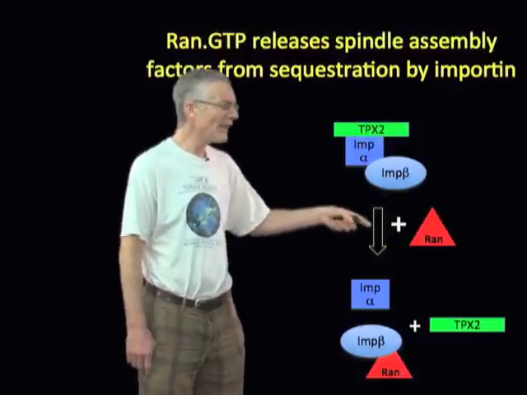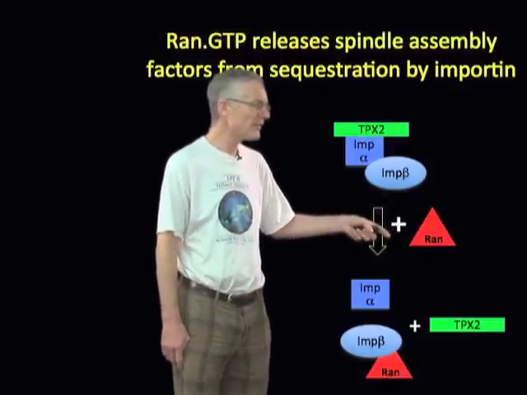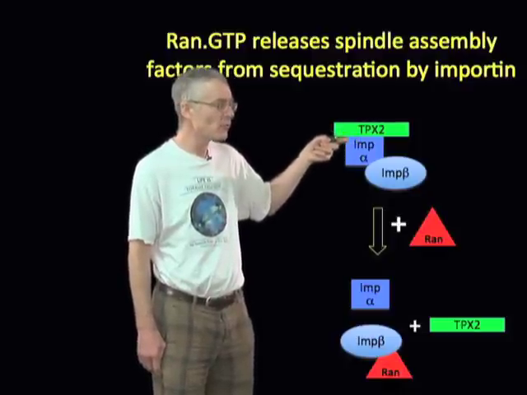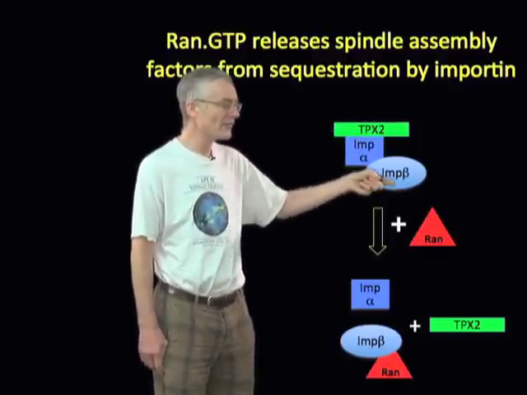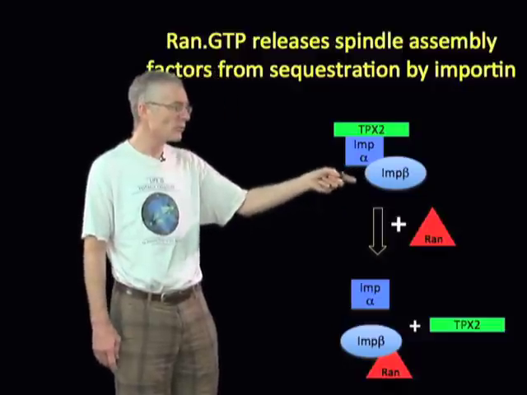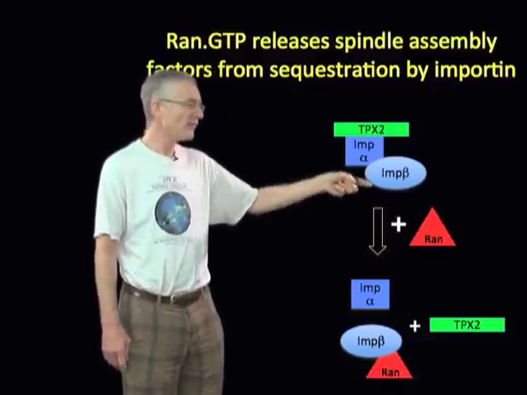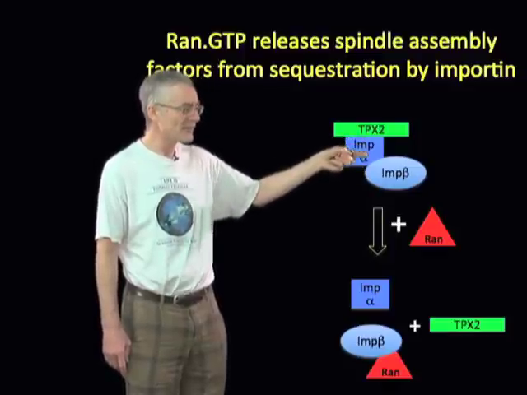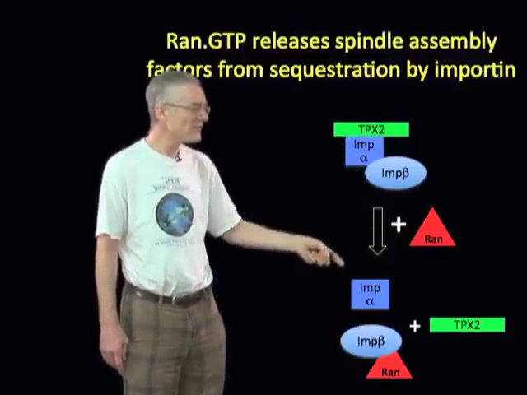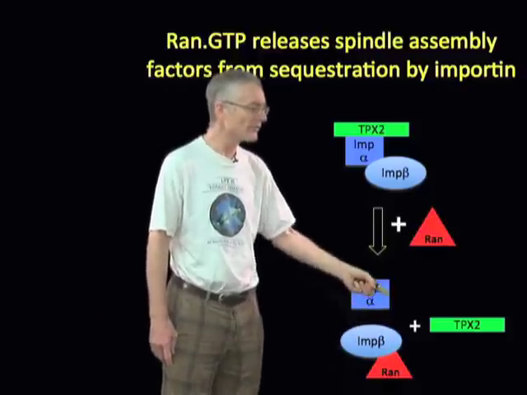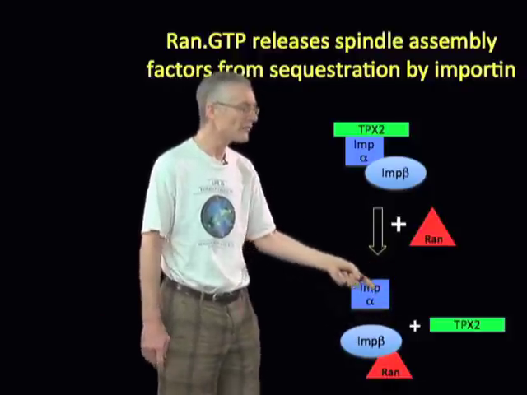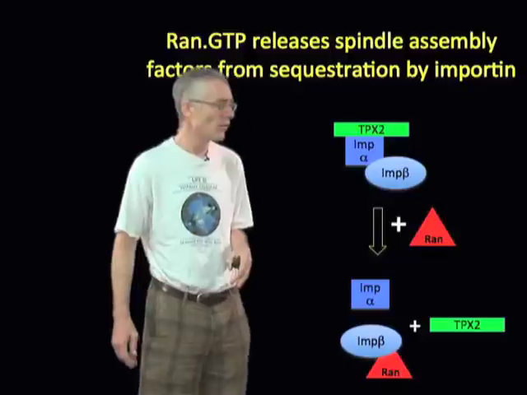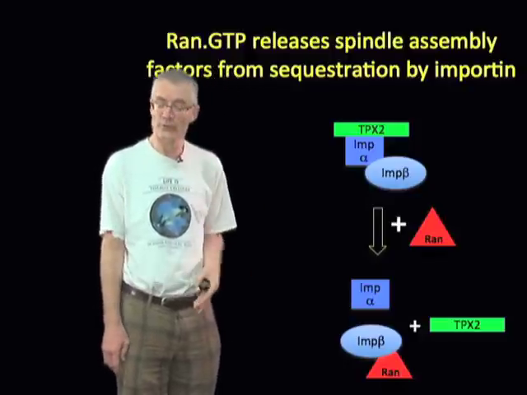And what Ran.GTP does is act on important spindle assembly molecules. Here's one called TPX2 that are sequestered. They're sequestered by binding to a molecule called importin, which is an alpha-beta heterodimer. So TPX2 is inactive here because it's sequestered. Ran.GTP binds to importin beta and dissociates this complex into three parts. Now the TPX2 is free to do its job, which is organizing spindles.